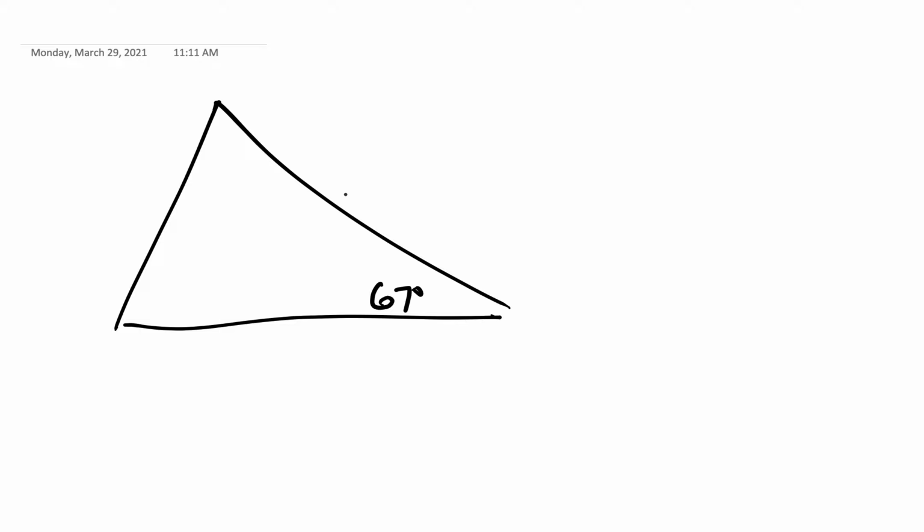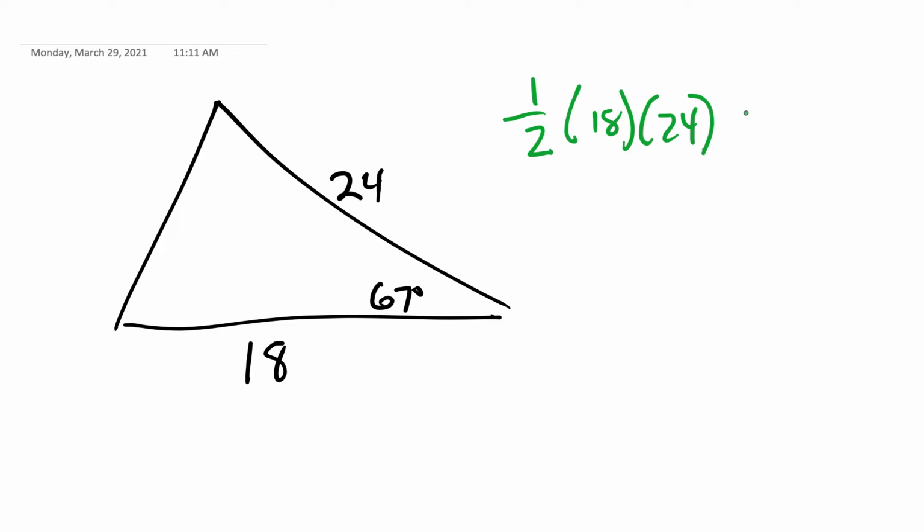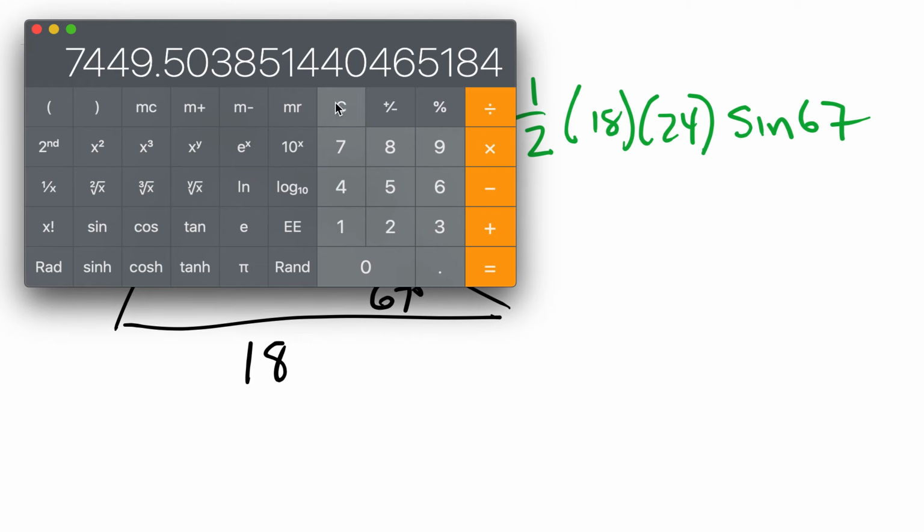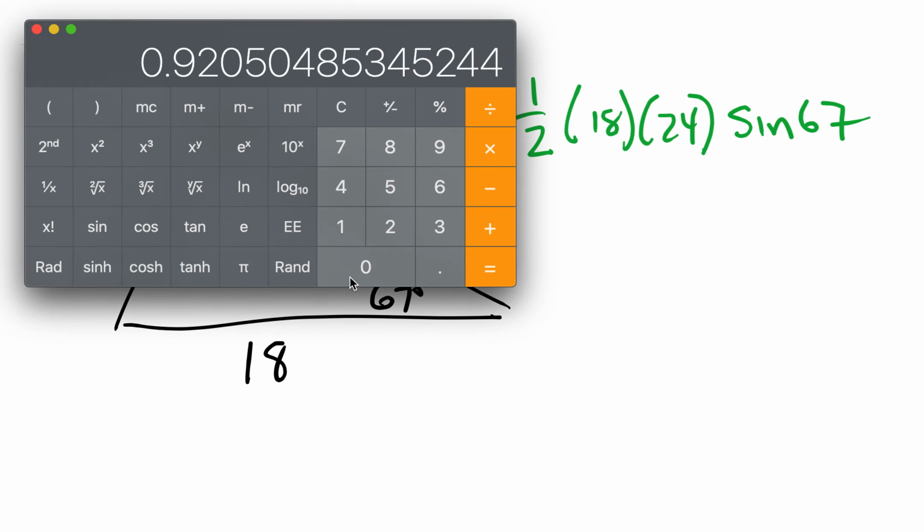67 degrees, and 24, and 18. So now I'm only writing the ones that we're looking at. I'm going to take 1/2 times 18 times 24, the two sides that are touching the angle, and then sine of that angle. And I always like to do the angle sine first, sine of 67, times 18 times 24 times 0.5. Remember, half is the same as 0.5. 198.8.